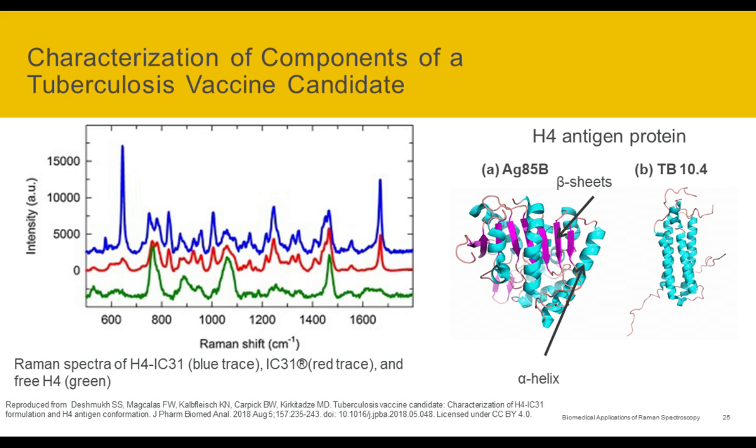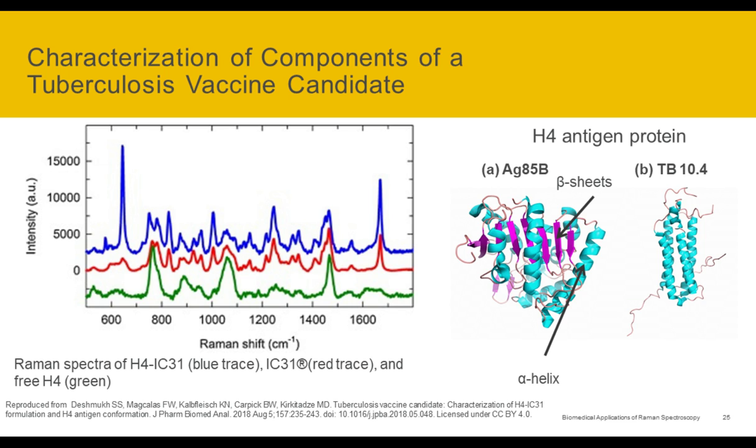So the H4 protein is made up of the antigens AG85B and TB10.4. So you can see their structures on the right, and they're primarily made up of alpha helices and beta sheets. And so they used Raman to measure the protein while it's adsorbed to the adjuvant. So that's the blue spectrum on the left-hand side. And they also measured the adjuvant by itself, which is the red spectrum, and they measured just the free H4 protein by itself, and that's the green spectrum.